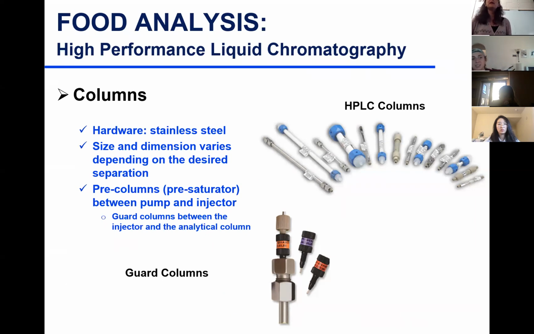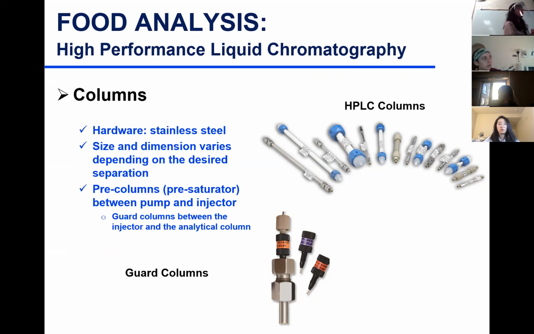Columns. Columns can come in different sizes. So you would have a column, the length would be different, the width would be different. So you can have long columns, short columns, thick columns, narrow columns. It depends on how much sample you want to inject and separate and how much resolution you want to get. Longer columns, narrower columns give you better resolution. With longer columns, you have more time for the components to separate, and narrower columns will have less stationary phase, less diffusion, and samples will equilibrate faster and leave the column faster. You have shorter analysis time, and you have better resolution.